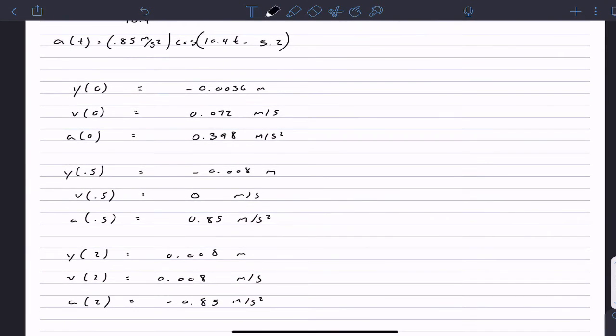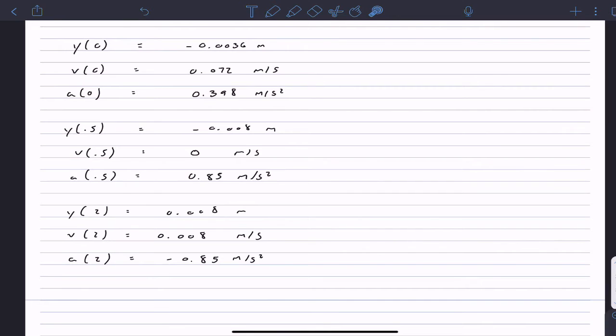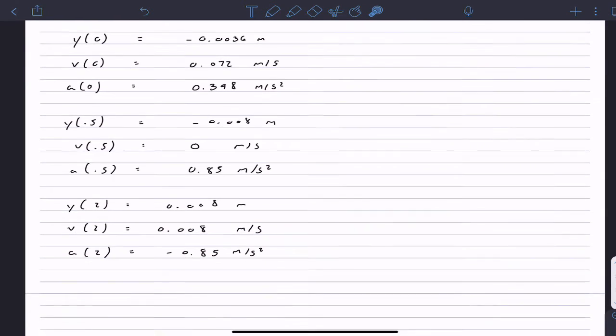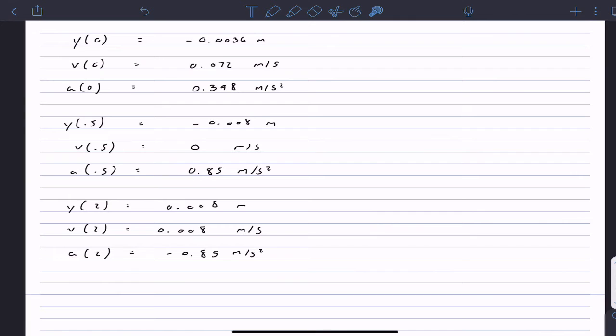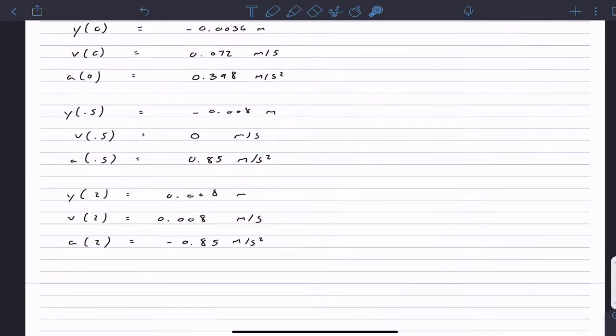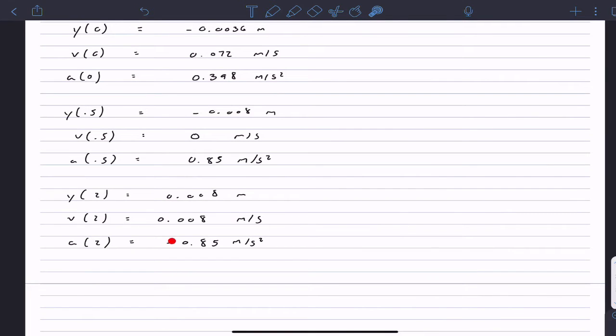So I've gone through and plugged in all the values, and it is interesting to note that we do have oscillations again, which is what we would expect from an oscillation function. So notice here we have a value of negative 0.008, and here we have a value of 0.008. So at half second and 2 seconds, we're oscillating between the same value. And the velocity is essentially 0 as well.